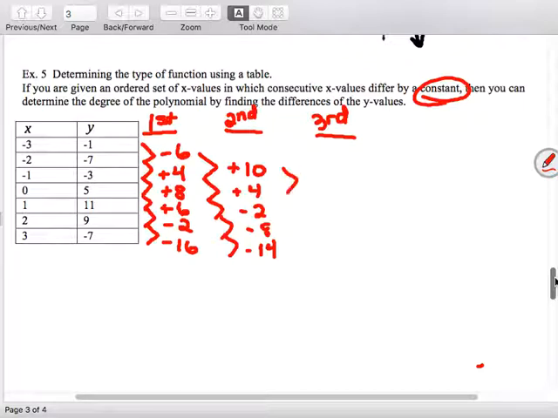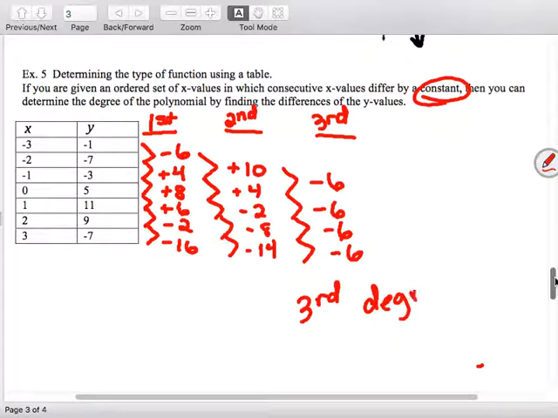So if I go from 10 to 4, that's down 6. From 4 to negative 2 is down 6. From negative 2 to negative 8 is down 6. And from negative 8 to negative 14 is down 6. This is called a third degree polynomial. So this technique works if you have consecutive x values and you take common differences, okay, you take differences between your y values.